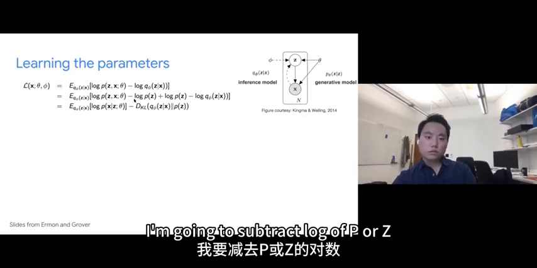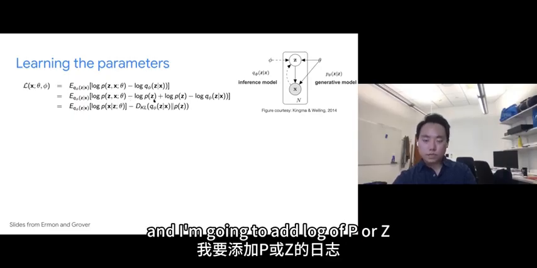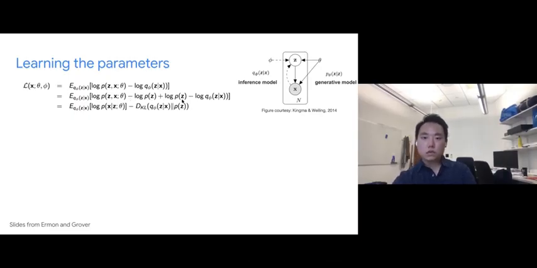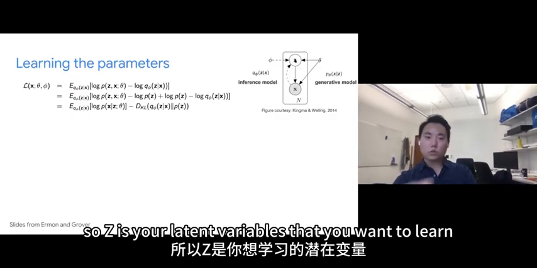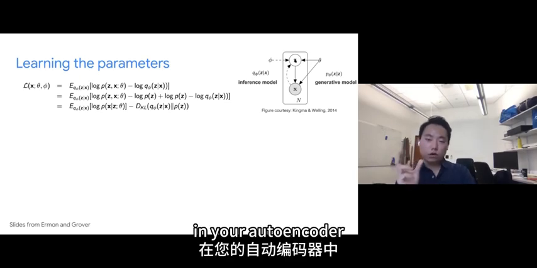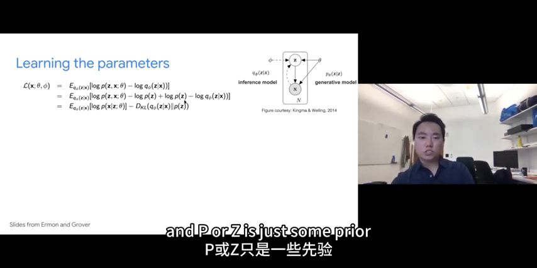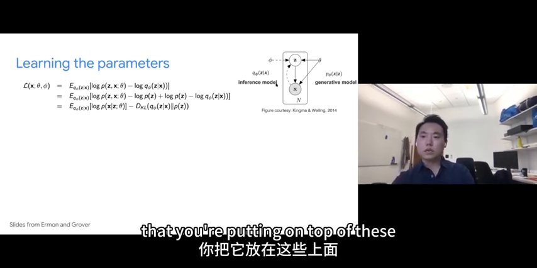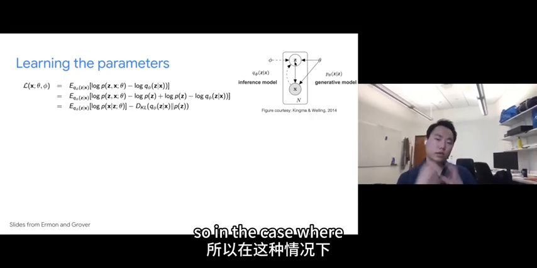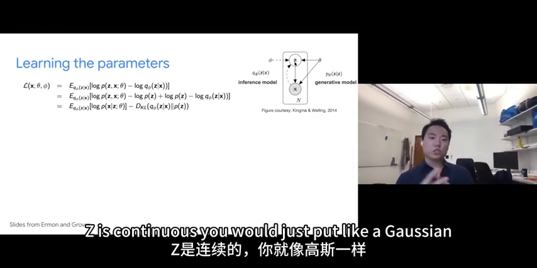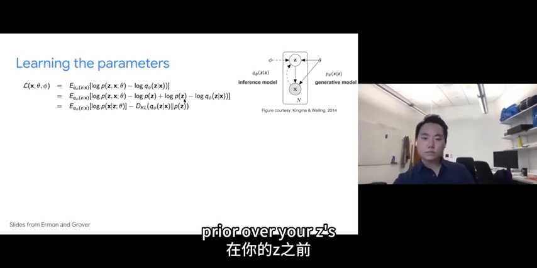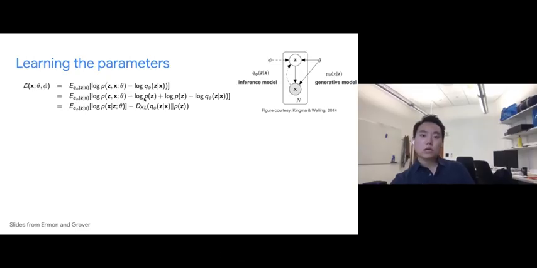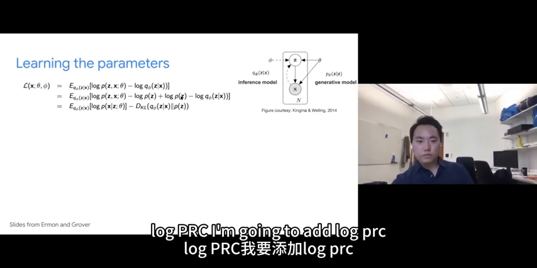I'm going to subtract log of P of z, and I'm going to add log of P of z. So recall what z is. z is your latent variables that you want to learn in your autoencoder, and P of z is just some prior that you're putting on top of these latent variables. In the case where z is continuous, you will just put a Gaussian prior over your z's.